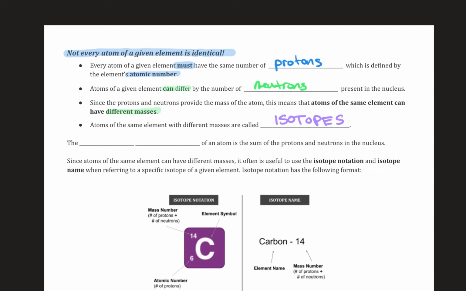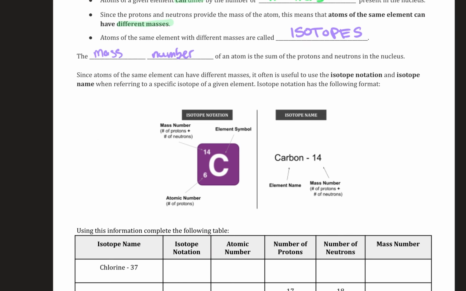So how do we distinguish between two atoms of the same element that have different masses? Well, we include a number called the mass number, which is the sum of the protons and neutrons in the nucleus. Since atoms of the same element can have different masses, it's often useful to use the isotope notation and isotope name when referring to a specific isotope of a given element. Isotope notation looks like the format below.